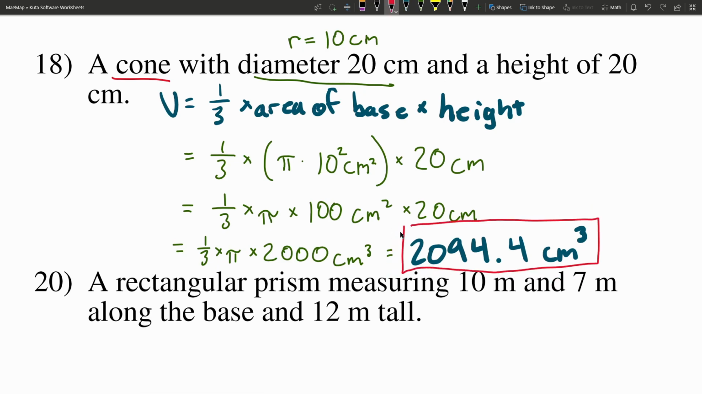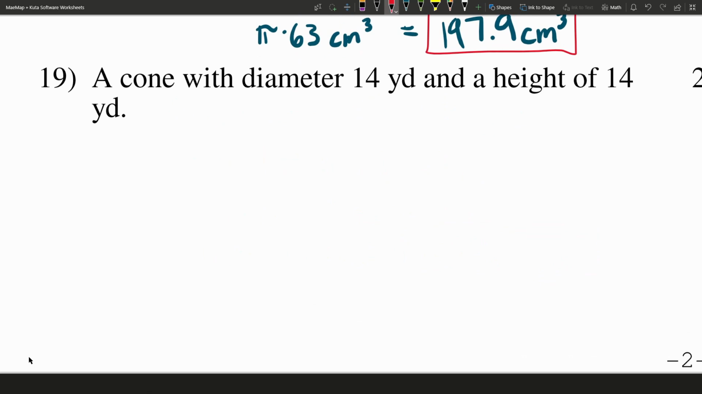Let's move on to number 19. For number 19, it tells us we have another what? Another cone. Circular base, and it's a cone as opposed to a cylinder, so we need to multiply the area of the base and the height by 1/3. So volume equals 1/3 pi r squared times h. Let's fill all of this in. 1/3 times pi times r squared.